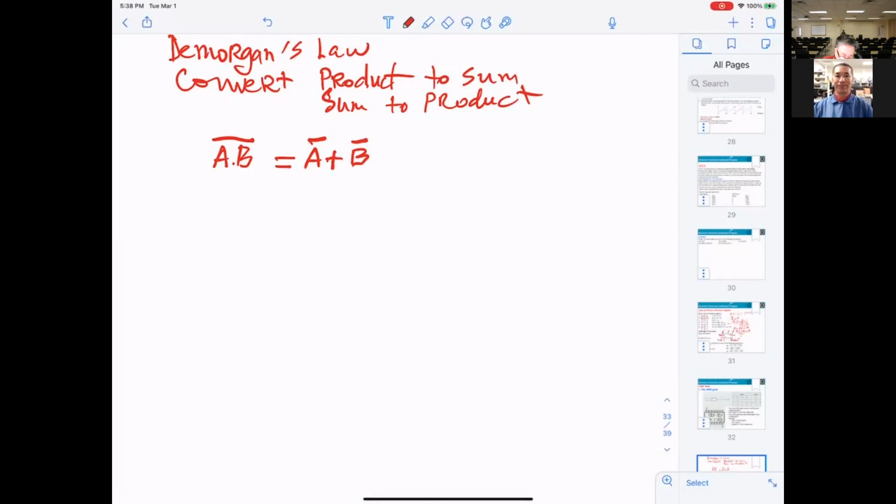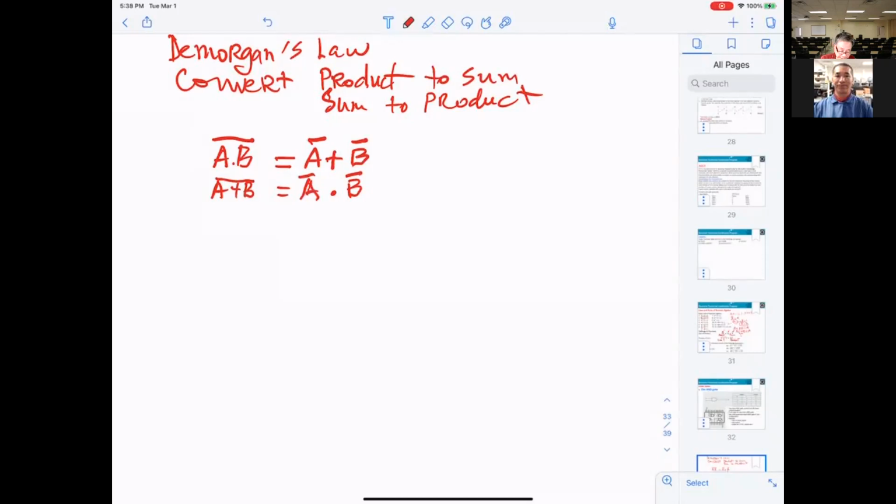Okay? And if you get not (A or B), A will be not A and B will be not B, and the OR will turn out to be AND. So that means you get a sum and you convert it into the product. That's the only thing I need for you.